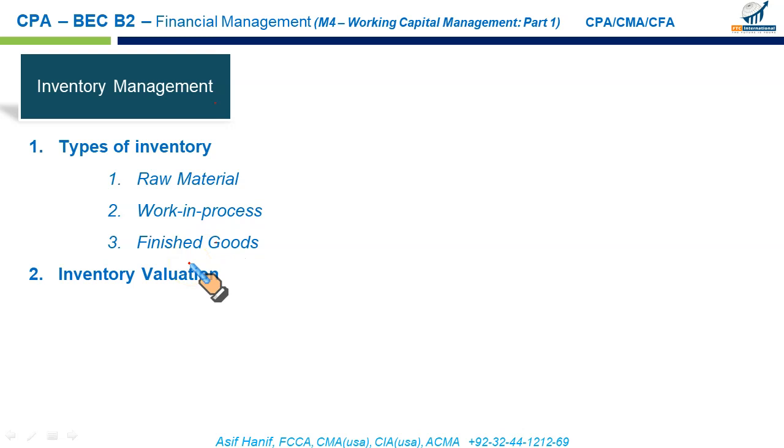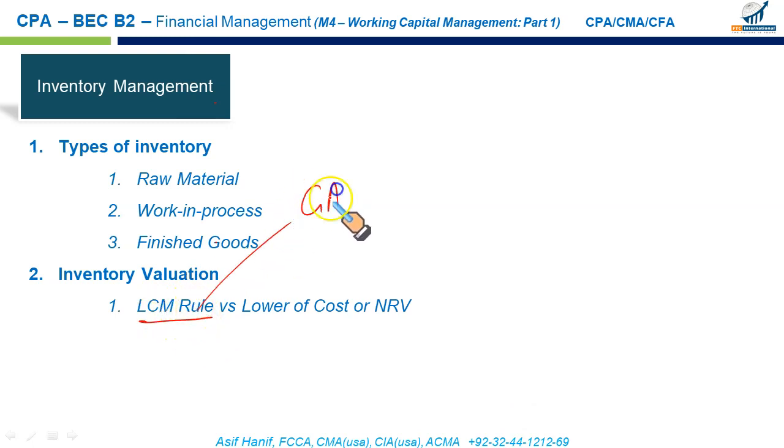Inventory valuation. We have two methods for inventory valuation. First is the LCM rule. It's applicable only in the US GAAP. And second is the lower of cost or NRV. I will explain these in detail.